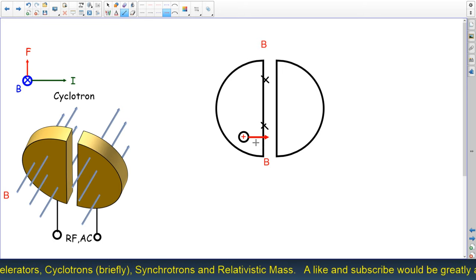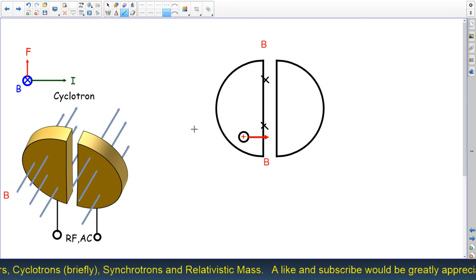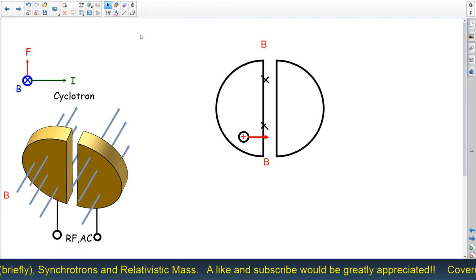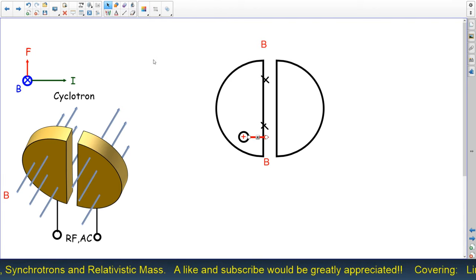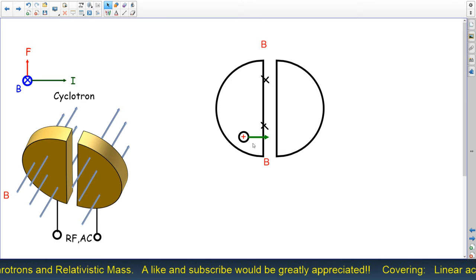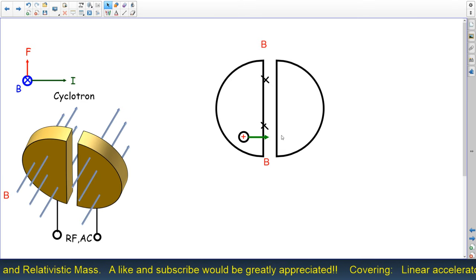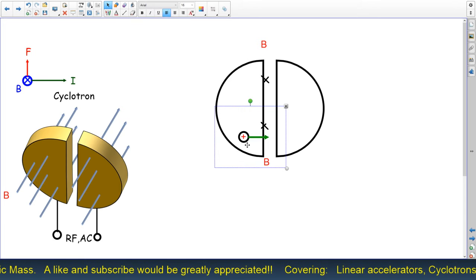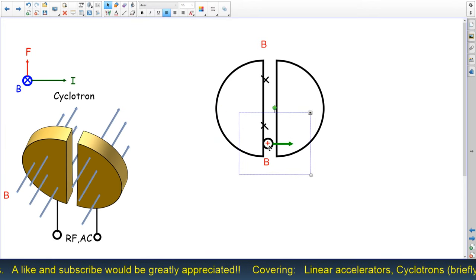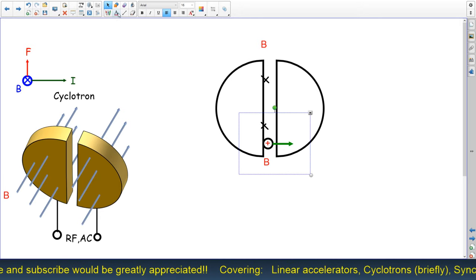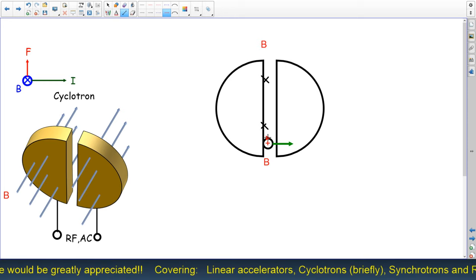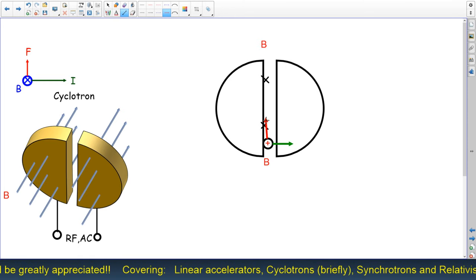Now, what can you tell me about the direction of the force? Well, I've got a field going into the page. I've got a current that's going this way, because a positively charged particle moving in any given direction is a current in that direction. So as soon as it moves this way, it experiences a force. And that force is going to be in the upward direction, like that.